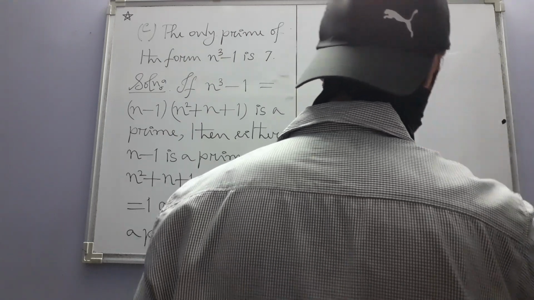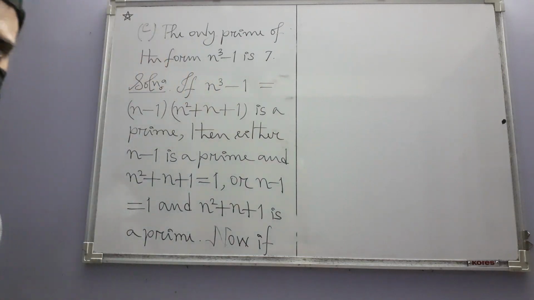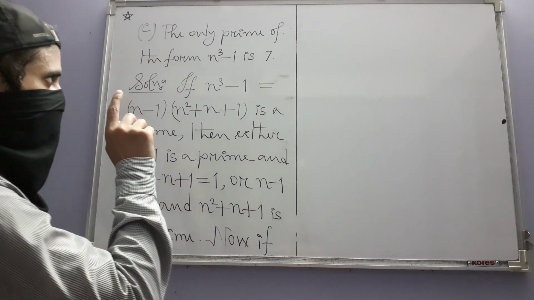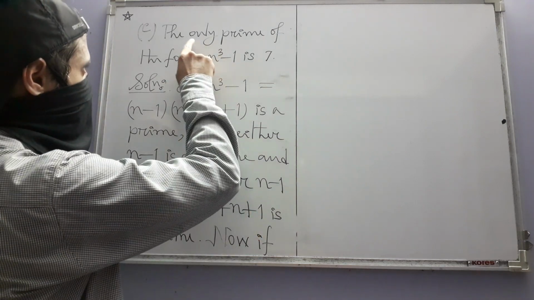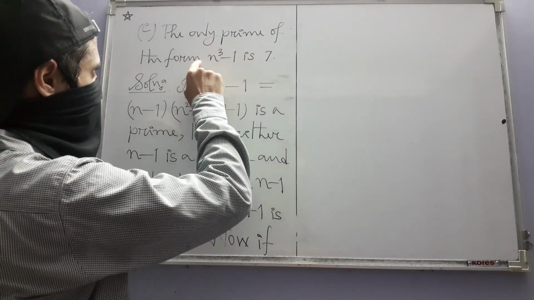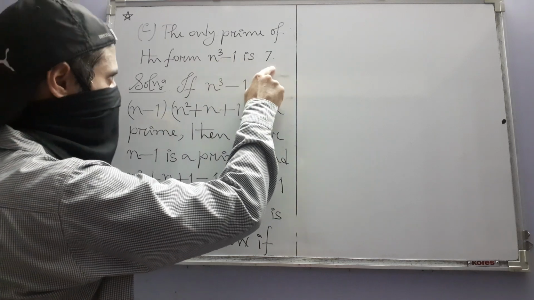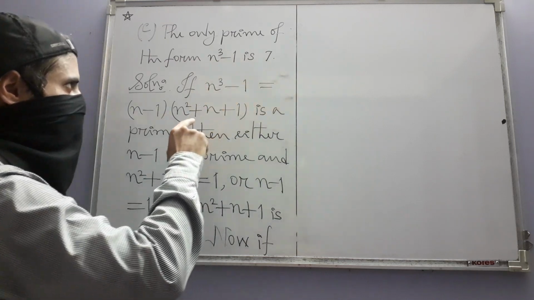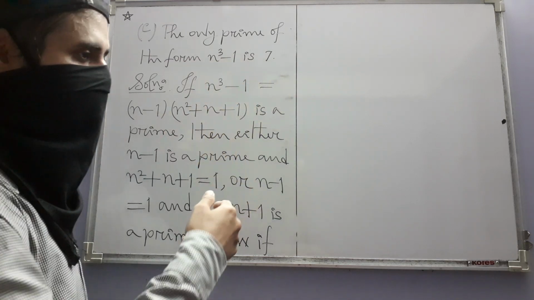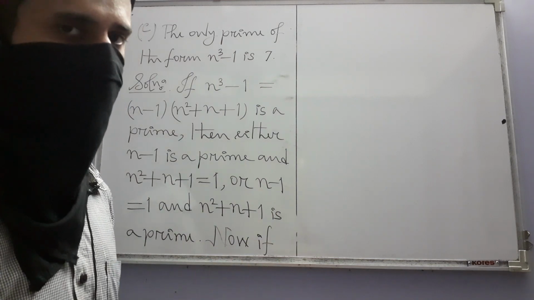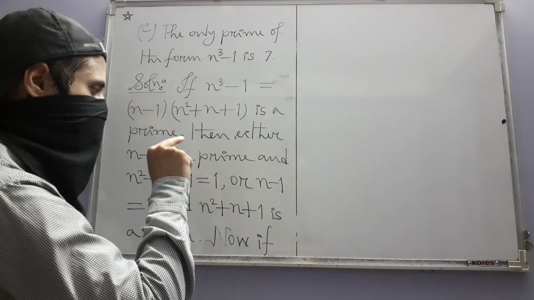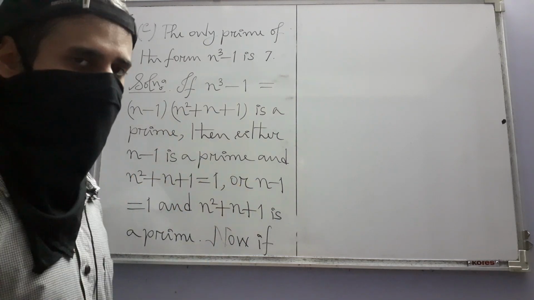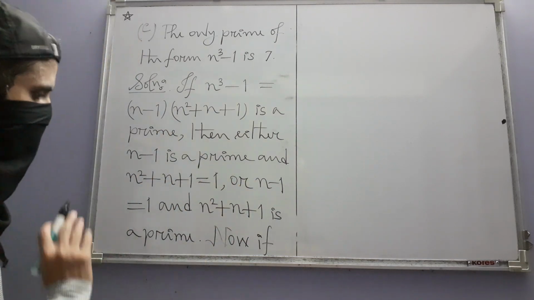There may be a terrible mistake while solving this, right? See, what is it that we have been asked to show? The only prime of the form n cube minus 1 is 7. If you start by assuming that n cube minus 1 is 7, then actually you are not doing anything. You have to assume that this is a prime and then prove that it has to be equal to 7. So that's what we are doing.